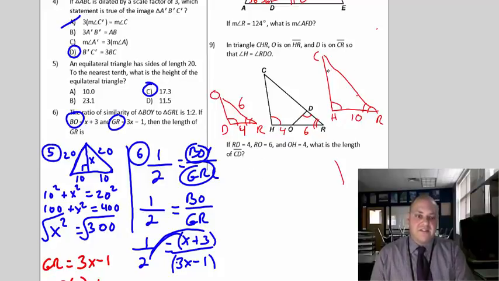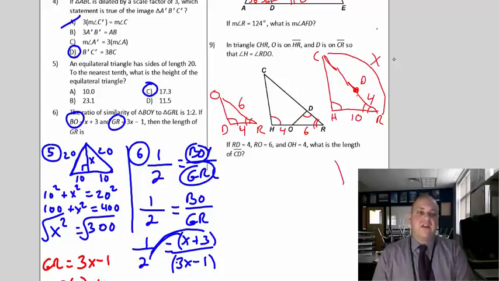I'm trying to find CD, which is here to here. Oop, I didn't mean to put a D there. This is D right here. All right, now I know DR is 4. So if I could find CR, that's what we're going to call X, and then we'll find CD after.